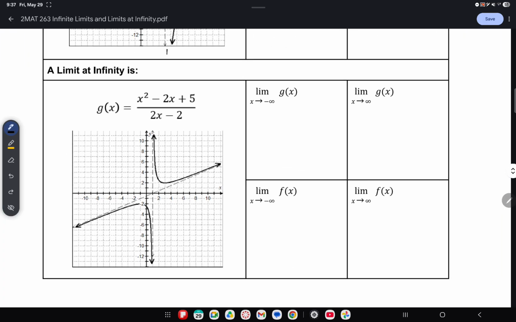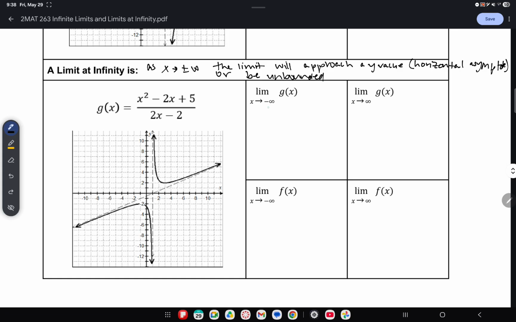All right, but what about a limit at infinity? So this is as x is approaching the infinities. So as x approaches either of the infinities, the limit will approach a y value. We've got to think horizontal asymptotes here. Or it'll be unbounded.